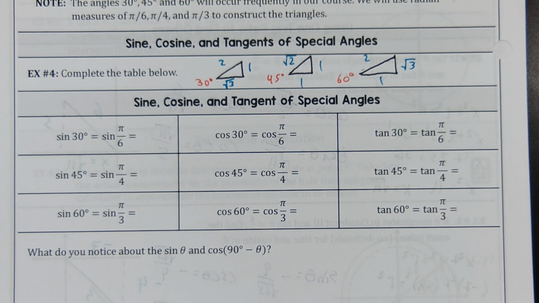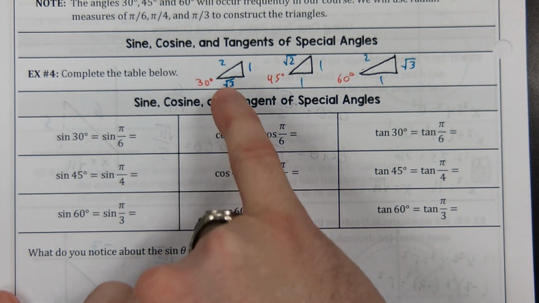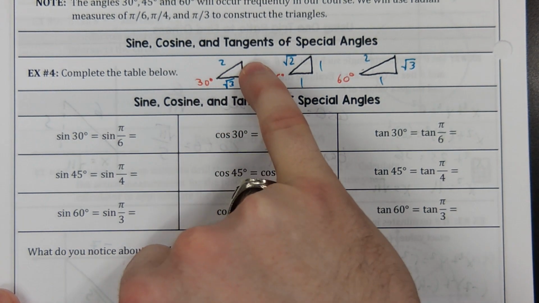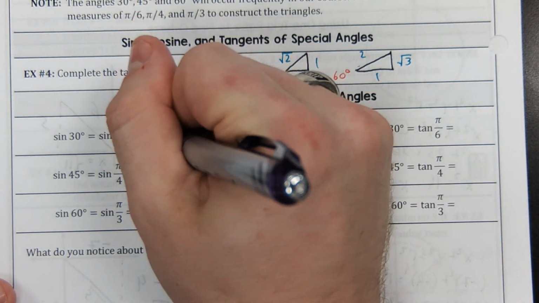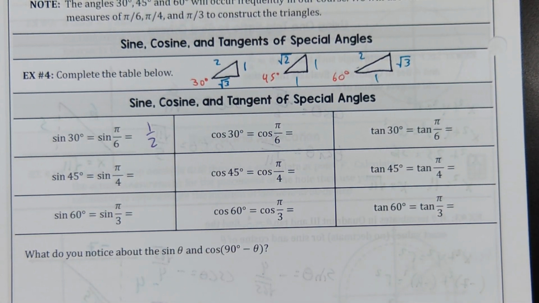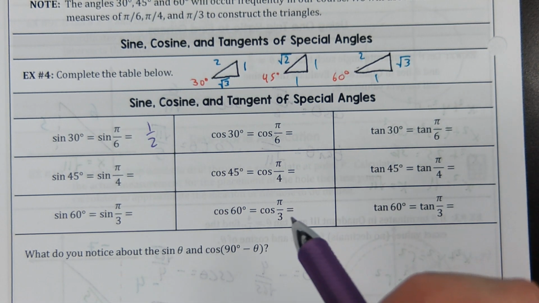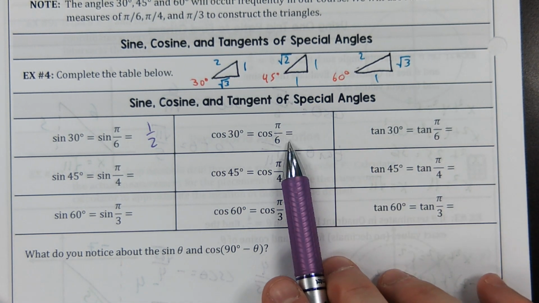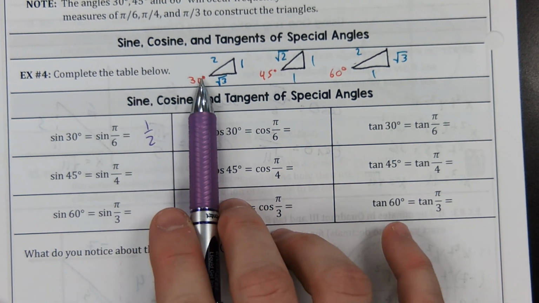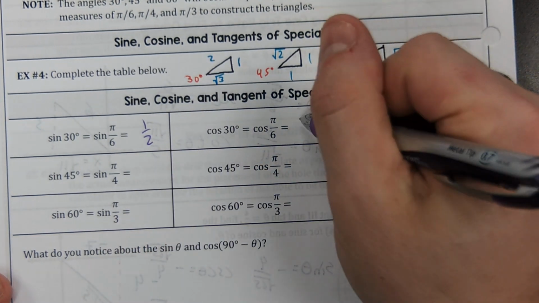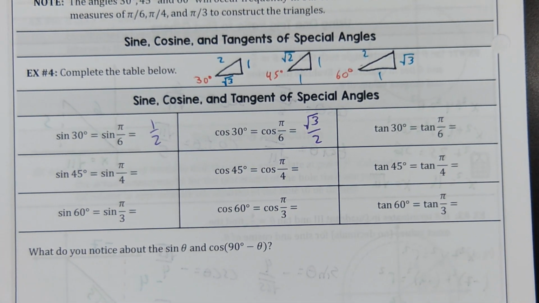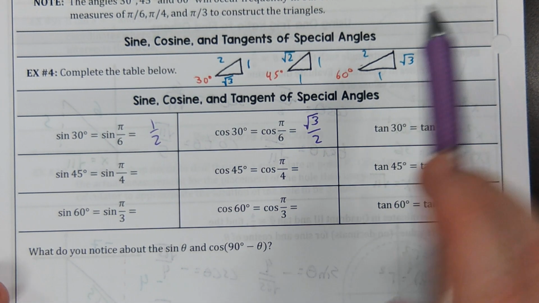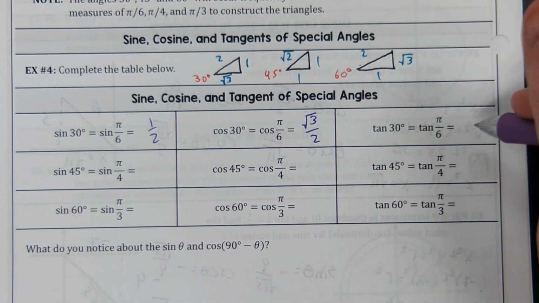All right. Sine of 30 degrees, sine of pi over 6. Y over r, opposite over hypotenuse, 1 over 2. Let's work the same triangle. Cosine here, x over r, root 3 over 2. And tangent at 30, y over x, 1 over root 3.